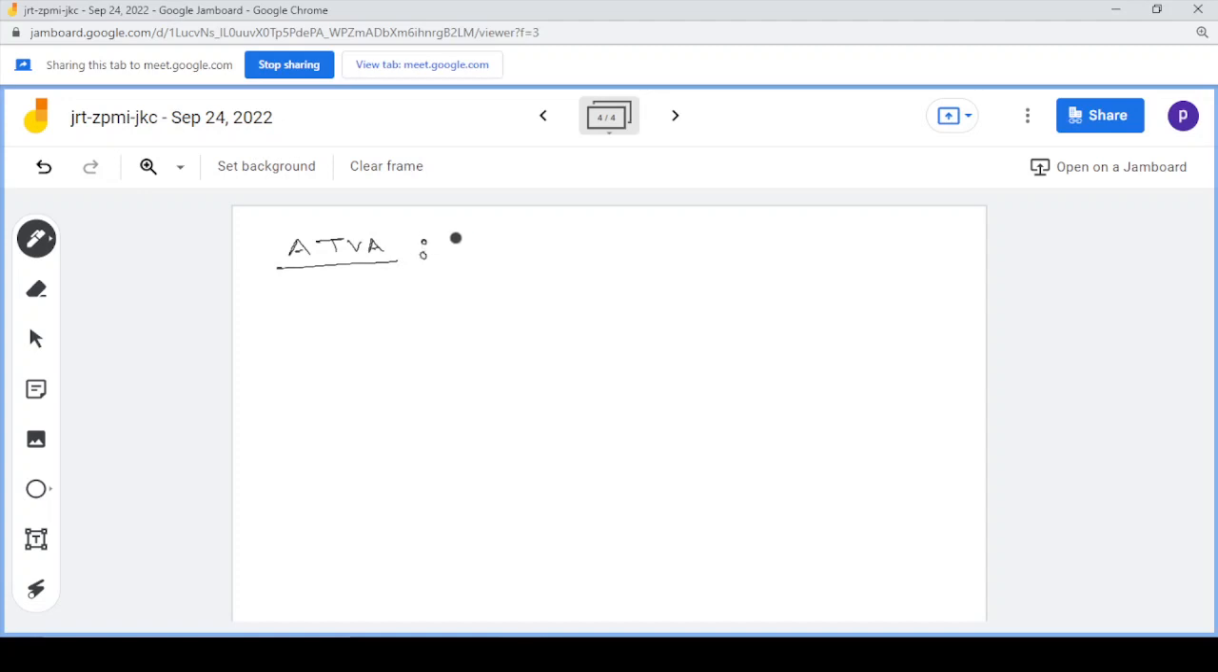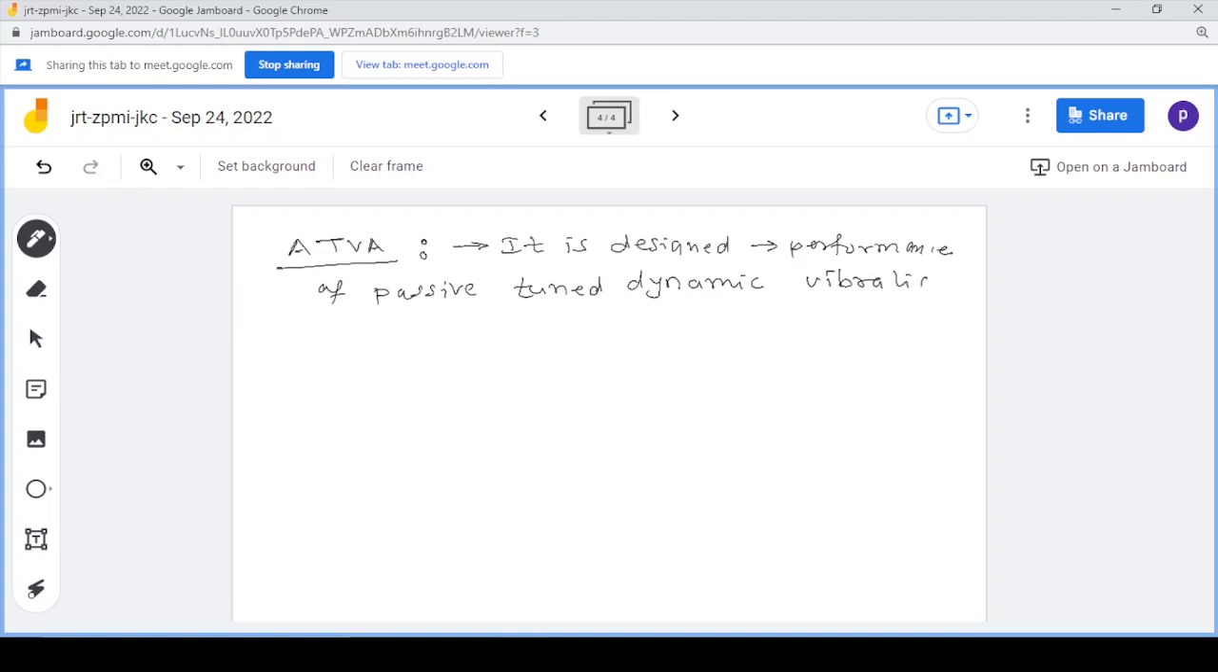So it is designed to enhance the performance of the passive tuned dynamic vibration absorber, that is abbreviated as DVA, dynamic vibration absorber.